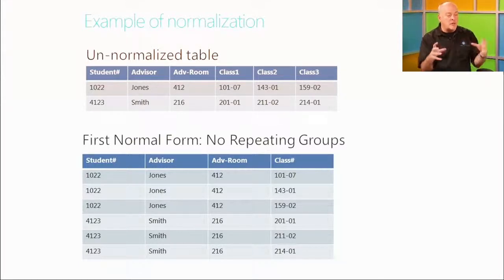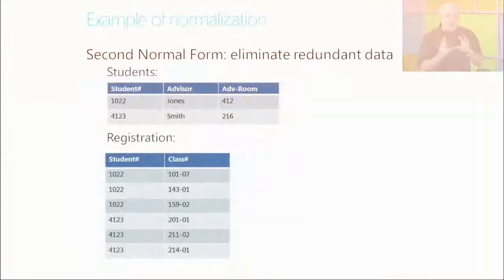So we've taken our unnormalized data and added some additional rows to it, and we've consolidated the number of columns in this table. All right, so we now have no repeating groups because we've applied the first normal form process. Now, as we move into the second normal form, we're going to eliminate redundant data.